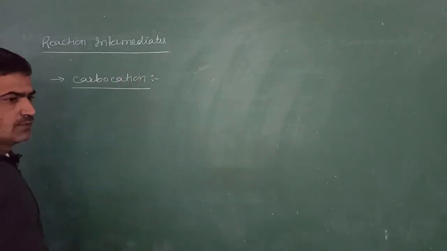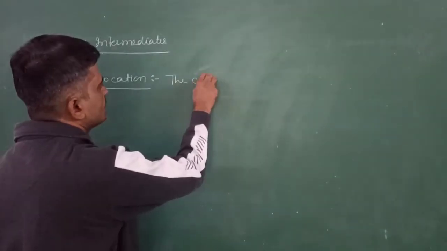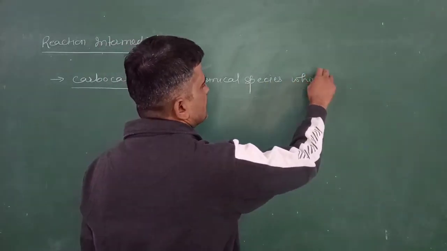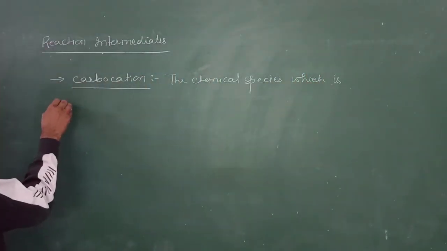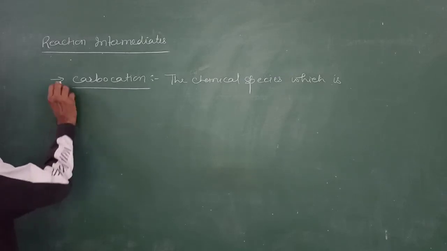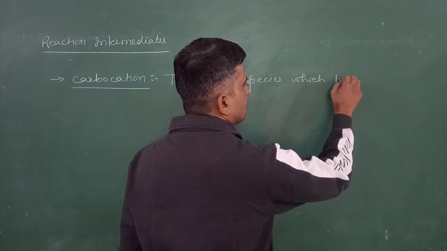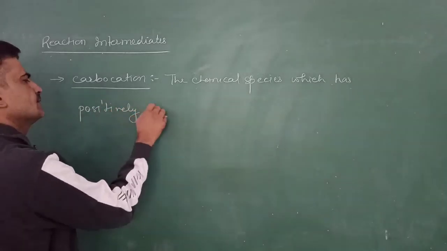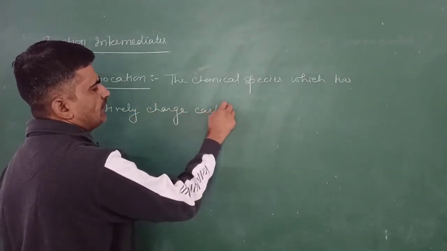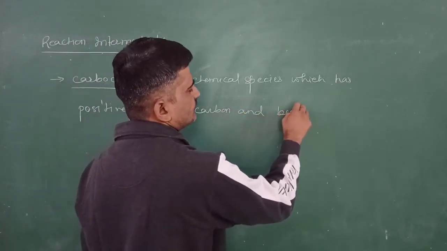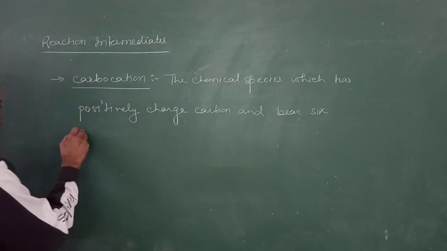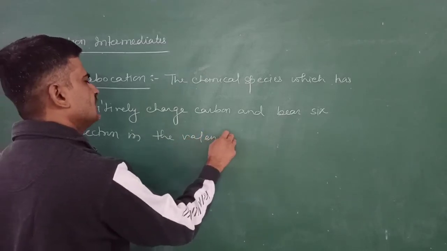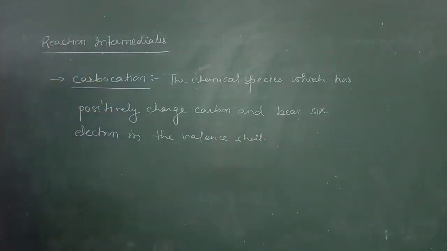What is a carbocation? The chemical species which has a positively charged carbon and bears 6 electrons in the valence shell, that is known as the carbocation.